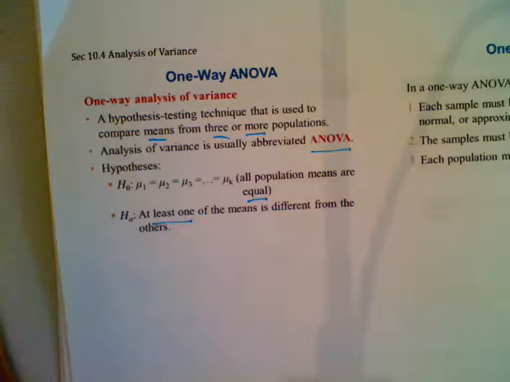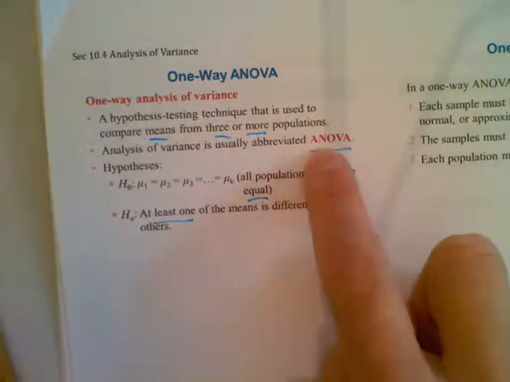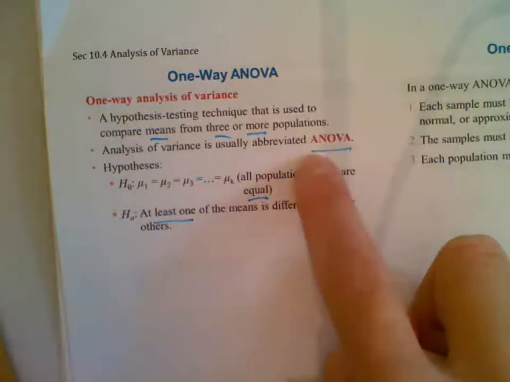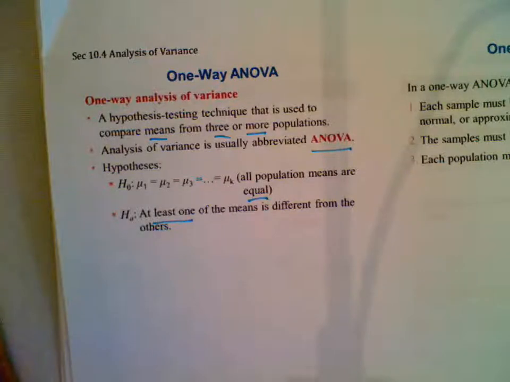Okay, so in this section, we're going to be talking about the analysis of variance, and we usually abbreviate that as ANOVA, analysis of variance. What this is essentially saying is our null hypothesis means all of our means are going to be equal, and our alternative tells us at least one of the means is different. We don't necessarily have to find out which mean is different. And we use this when we're comparing the means of 3 or more different populations.